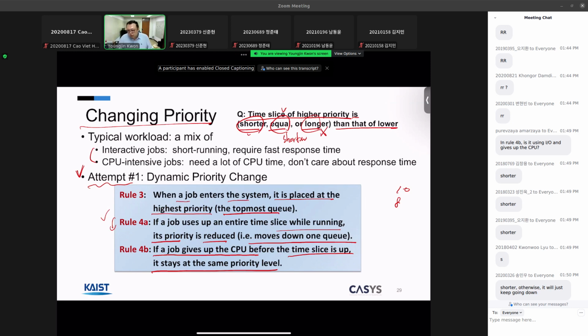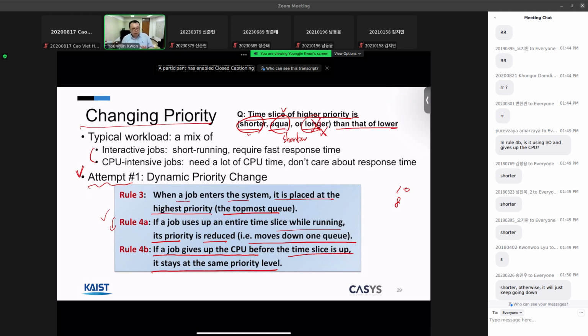Okay, so in rule 4b, it is using IO. Does giving up the CPU count too? Yes, in the case of IO, it also includes the case of giving up the CPU.